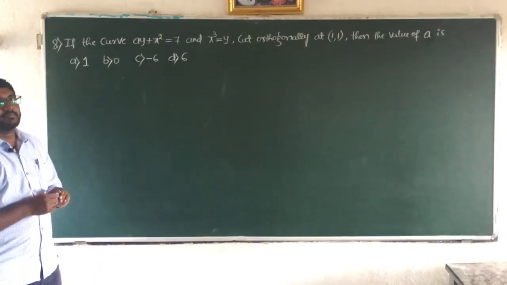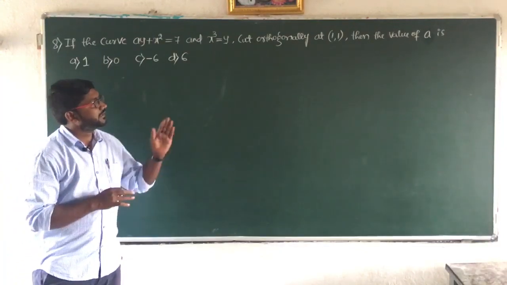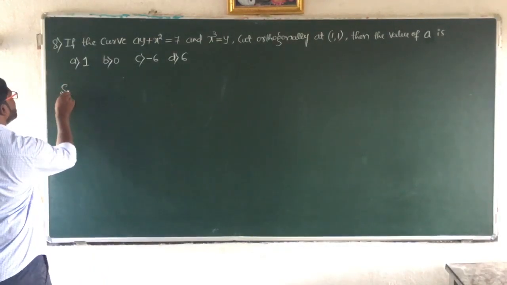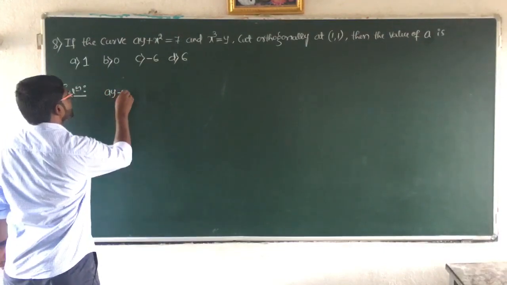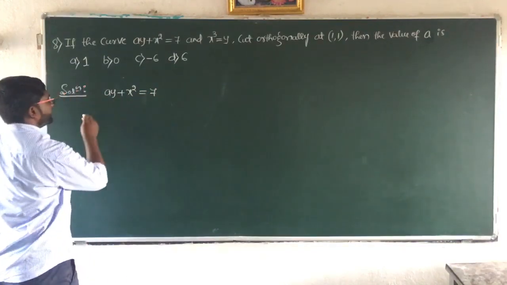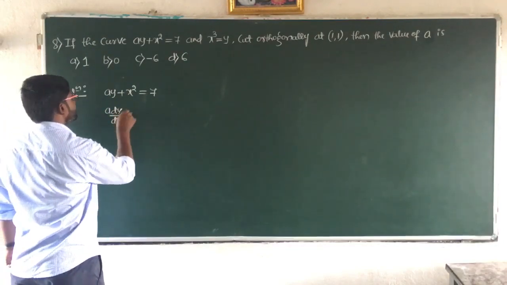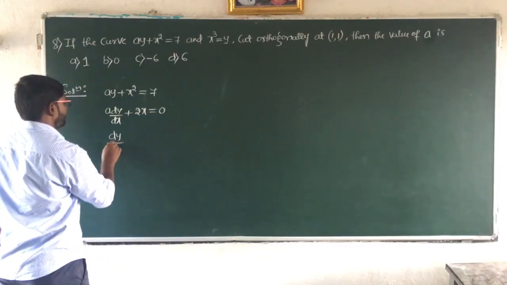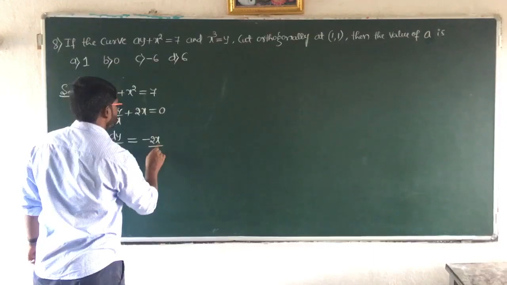So, let us solve the next exemplar problem. If the curves ay plus x square equal to 7 and x cube equal to y cut orthogonally at 1 comma 1, then the value of a is, so we will write both the curves. It is ay plus x square equal to 7. Now let us differentiate both the sides. A is a constant, we get a dy by dx plus 2x is equal to 0. So, dy by dx is equal to minus 2x divided by a.